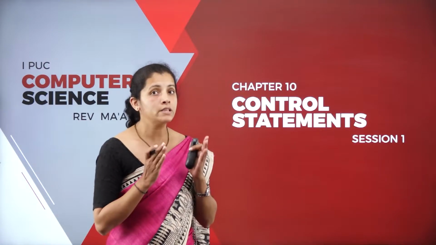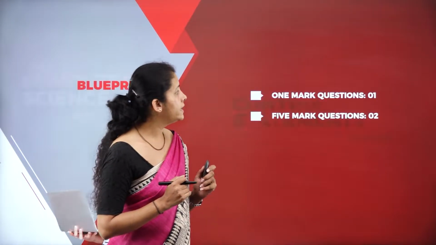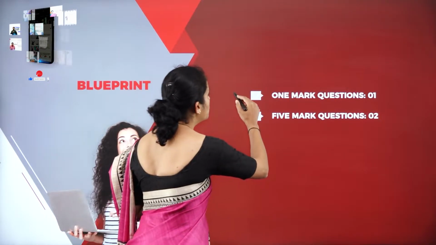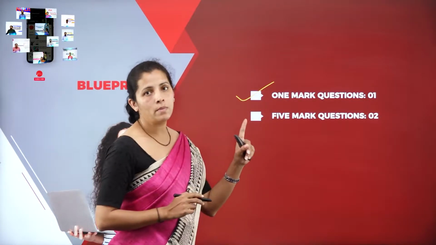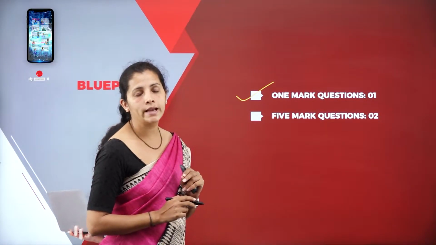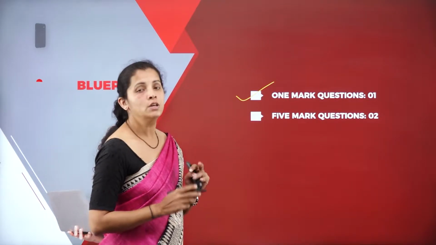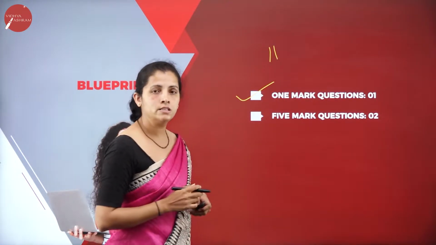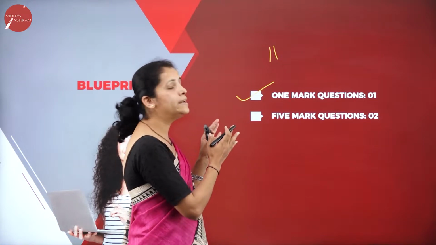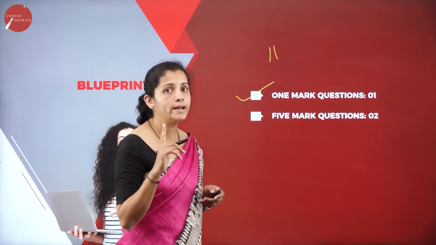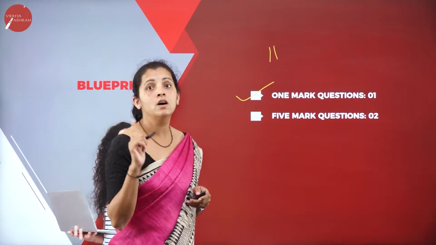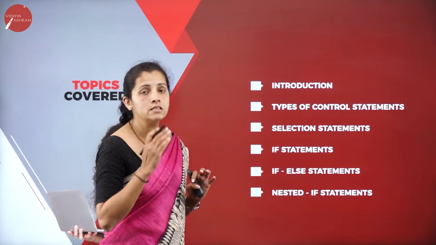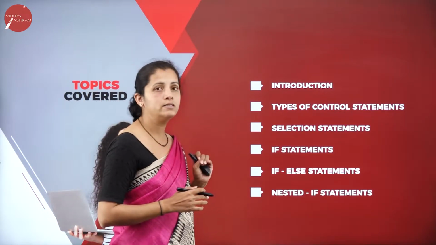Dear student, if I study this chapter thoroughly, then I can score 11 marks. Here I'm going to get one 1-mark question. Along with that, I'm going to get two 5-mark questions, so that I can score 11 marks under this chapter. So this is the blueprint of this chapter. Here I'm going to get 1 mark 1 question and 5 marks 2 questions. Let's see what are the interesting topics we are going to have under this chapter.